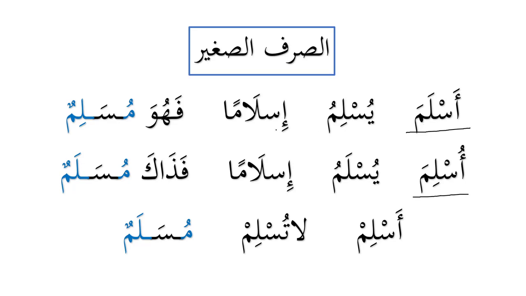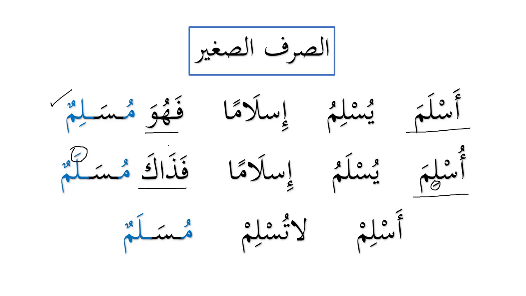Aslama, yuslimu, islaman, fahuwa muslimun. This is active. When we talk about the passive, passive always starts with dhamma, and then the second last letter takes kasra, so it becomes uslima. Uslima yuslamu islaman, fadhaka muslamun, as we can see over here. Muslamun. Please remember that dhaka means that.